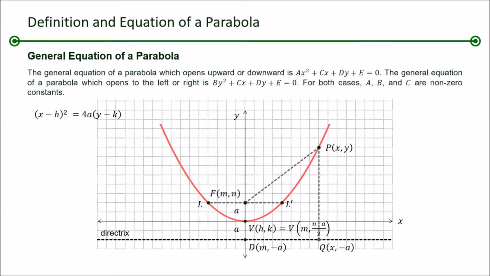General equation of a parabola. The general equation of a parabola which opens upward or downward is ax squared plus cx plus dy plus e equals 0. The general equation of a parabola which opens to the left or right is by squared plus cx plus dy plus e equals 0. Notice the exchange of the terms x squared and y squared in both equations. For both cases, a, b, and c are non-zero constants.